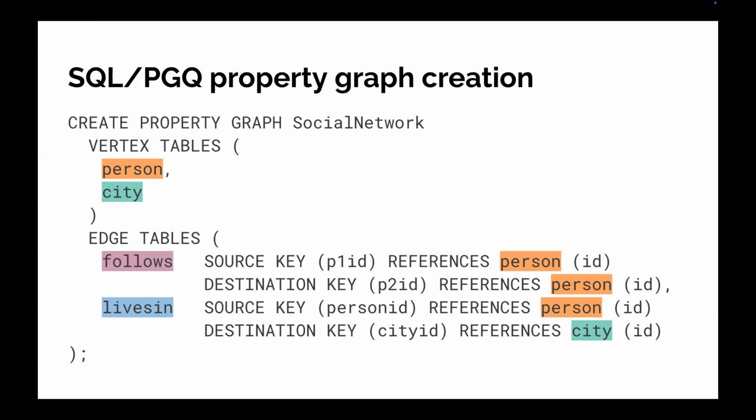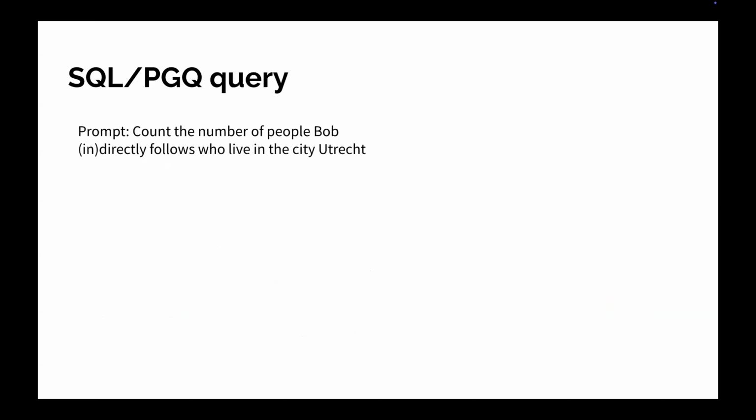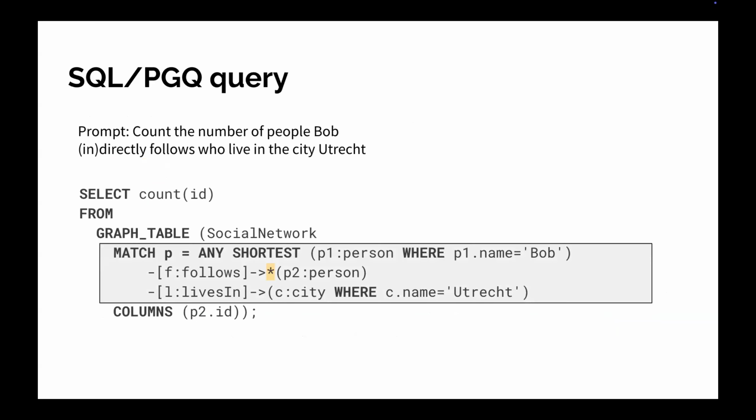All right, so now we have created our property graph. And now we have the same query. And in SQL PGQ, the query is this, where there's this MATCH statement. And importantly, this indirectly follows is represented as this Kleene star to say there are 0 or many hops between the person 1 and the person 2. I could have also used the plus to say there's at least 1 hop, but no upper limit defined.